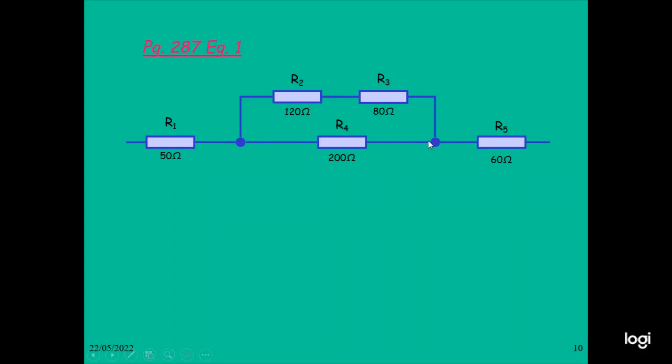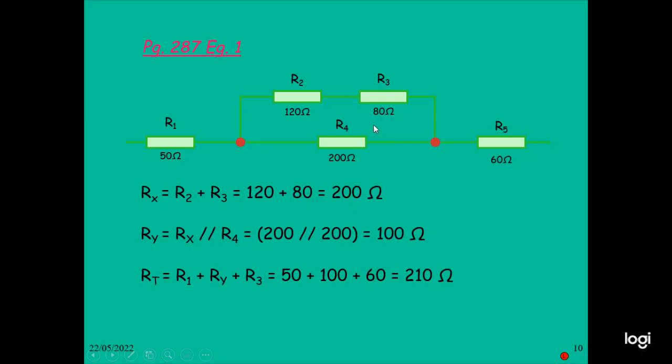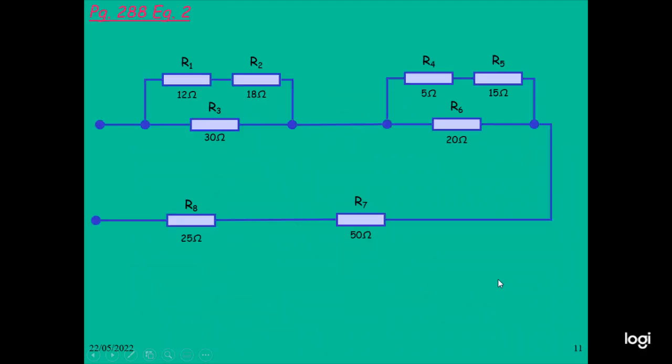So in this case, RA is equal to R2 plus R3. So this is how firstly you have to add. RA is 120 plus 80, you get 200 ohm. RY is RA and R4 in parallel. So 200 and 200 in parallel, you get 100 ohm. So this 100 ohm plus 50 ohm and 60 ohm, you get 210 ohm.